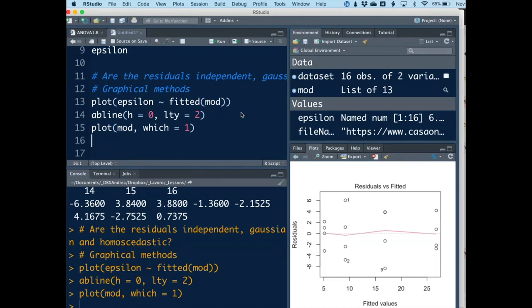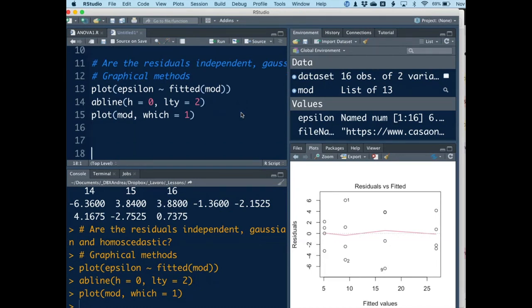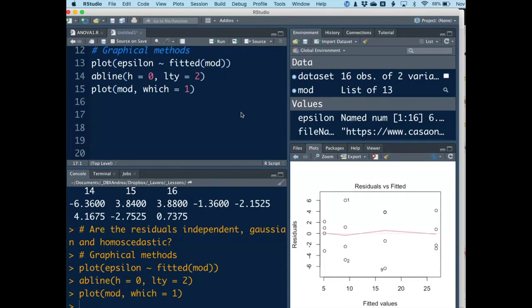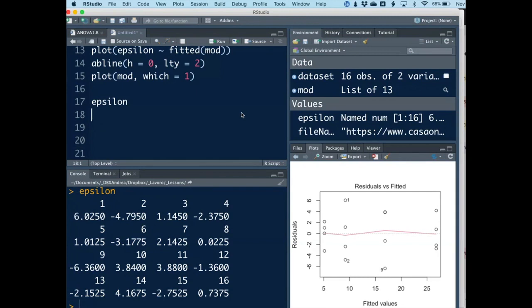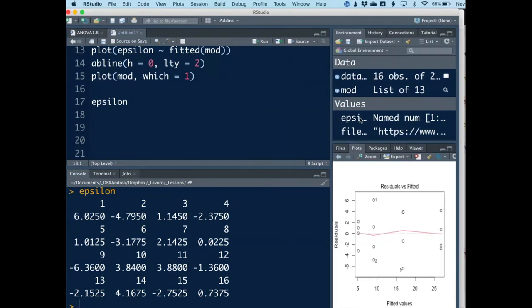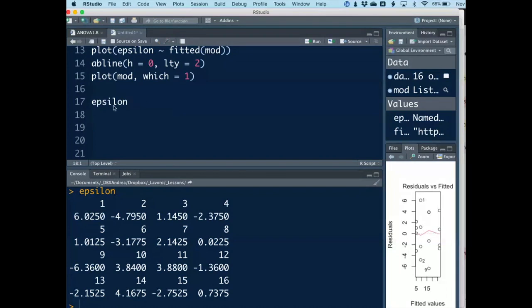Now we'll make another type of plot. I will explain to you briefly. I'll take the residuals, epsilon. Here we go. I'm closing this window here for a while. The standard deviation of residuals, we know it is sigma.